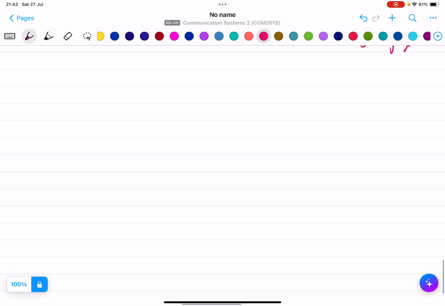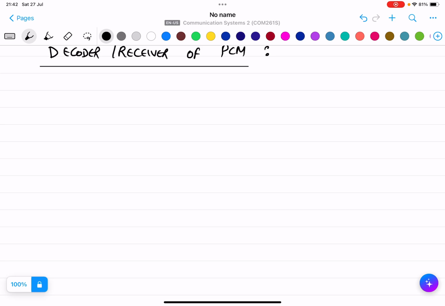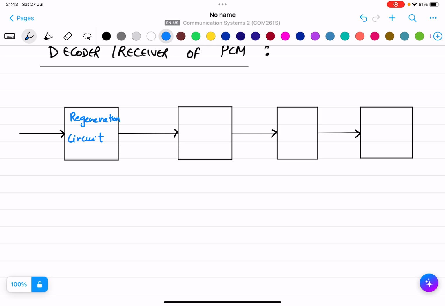Now if I need to do the decoder, so I'm writing decoder or receiver of PCM. It doesn't require any explanation. I'm just making the block diagram so you know what the block diagram is. This is the input, it goes here, it goes here, it goes here. Inside the blocks I'm writing: regeneration circuit, series to parallel converter, next is decoder, D to A, digital to analog, and next is low pass filter.